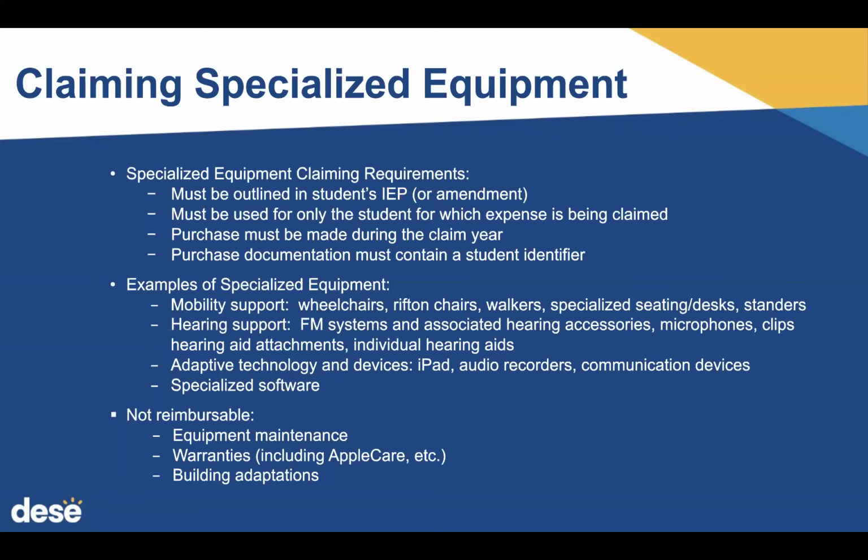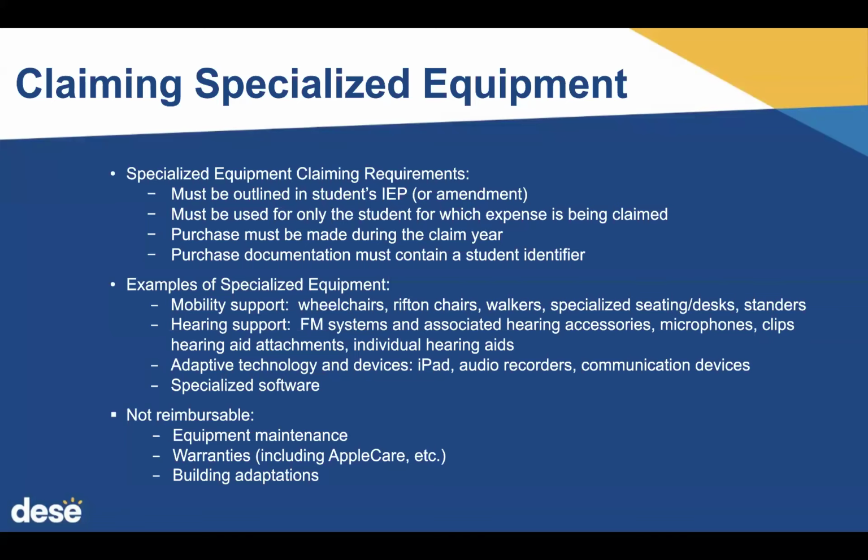In the middle of this slide, we've identified the common types of specialized equipment that are claimed. These categories are listed in the claim system, and we will show you this during our live demonstration. Some of the examples of mobility support include Rifton chairs, wheelchairs, walkers. Hearing support typically has some sort of audio system, hearing aid attachments, things like that. Adaptive technology, we commonly see iPads claimed, and you can also claim specialized software.